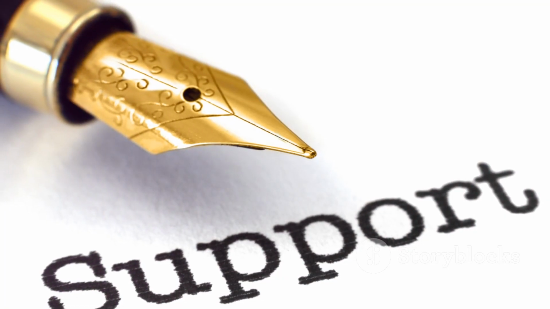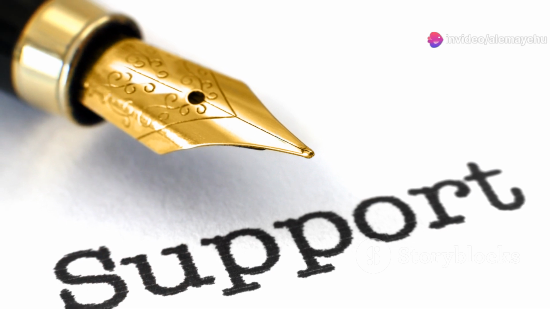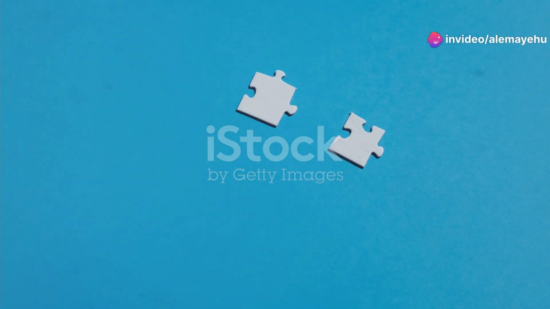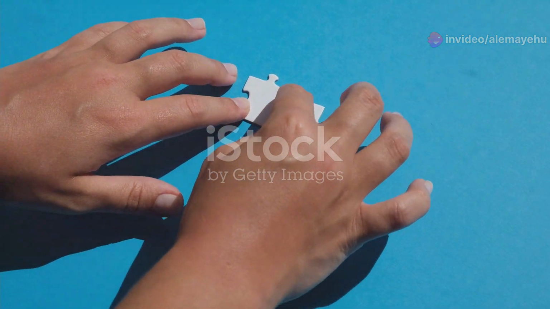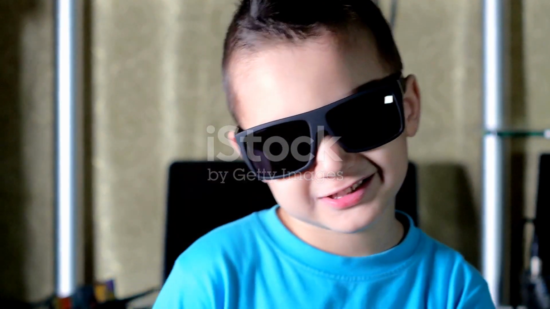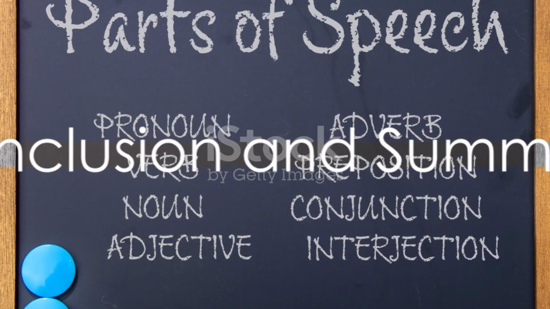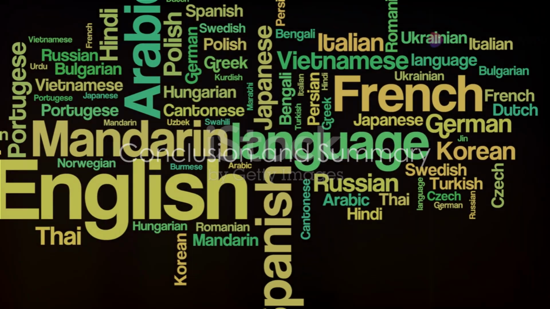To recap, a conjunction links words or groups of words. A preposition shows a relationship between a noun or pronoun and another word in the sentence. And an interjection expresses strong emotion. Now that we've covered all 8 parts of speech, let's summarize what we've learned.